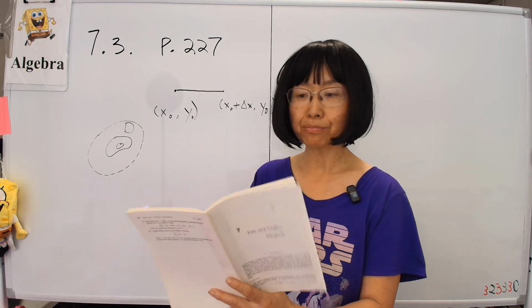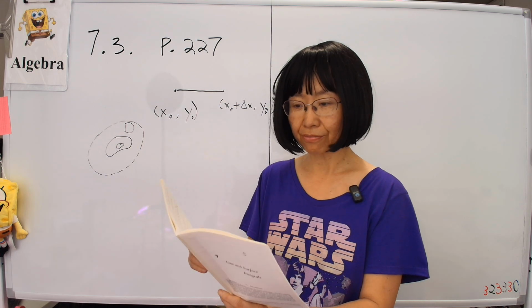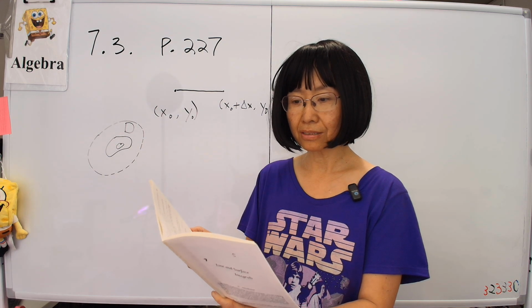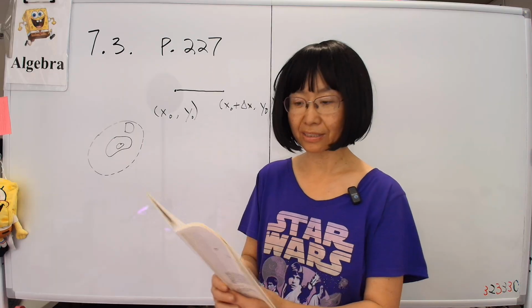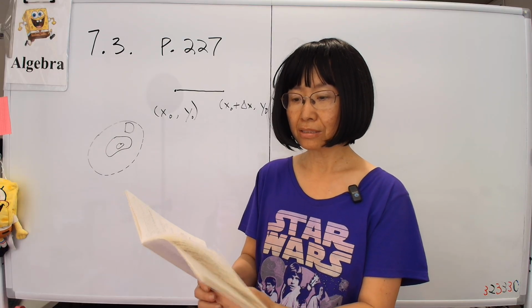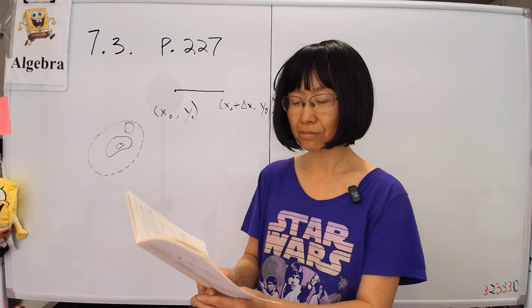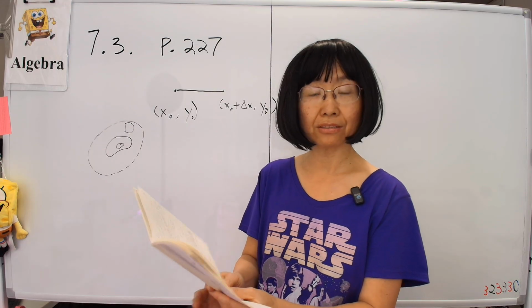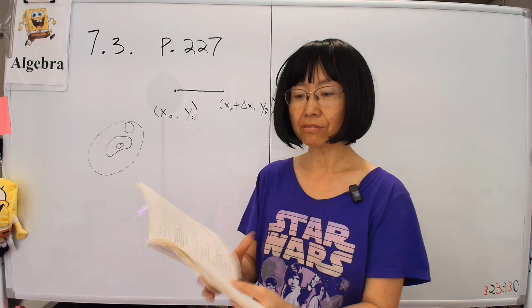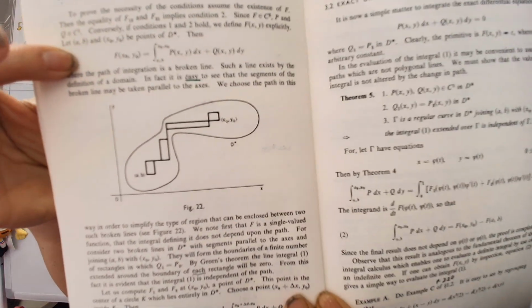So we only have to prove the existence of F. Now to prove the existence of F, we're going to construct it, okay? We'll define F as the integral from some point inside D to the point that we're defining, of the integral of p dx and q dy, like this one.